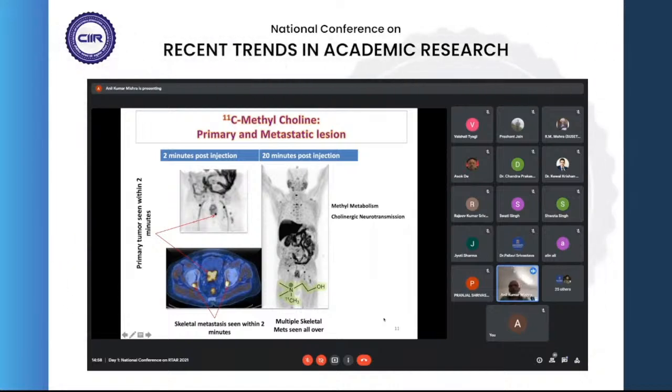So just after a 20-minute injection, you are able to see the entire body where tumors are located. This type of chemistry is very important to design the molecule, to visualize the site where the patient is suffering from different types of disease.